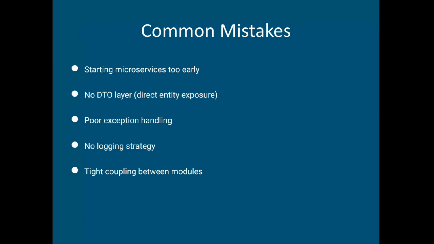And guys, some common mistakes developers make. This is a very important section. These are mistakes we will avoid in this course. Initially we will not start microservices too early. We will also focus on cases with no DTO layer, where sometimes we directly expose our entity classes. Sometimes we use poor exception handling, so we will look over that area too. And we will also focus on logging strategy and look over tight coupling between the modules. I will also explain why these mistakes cause problems in production.